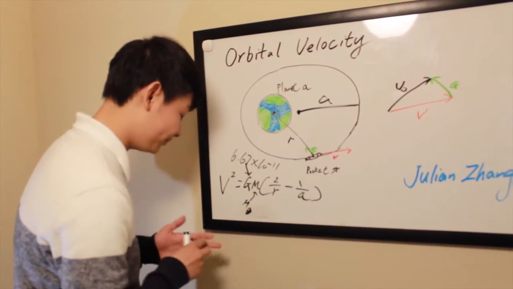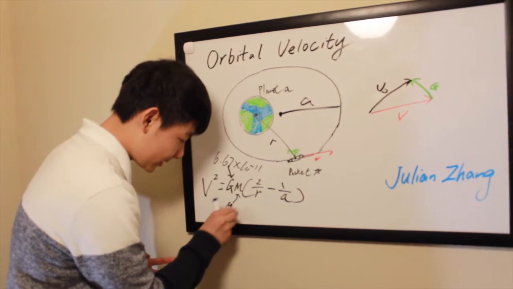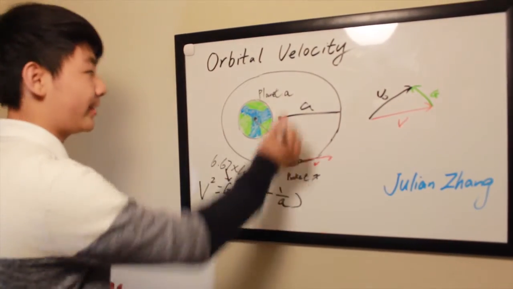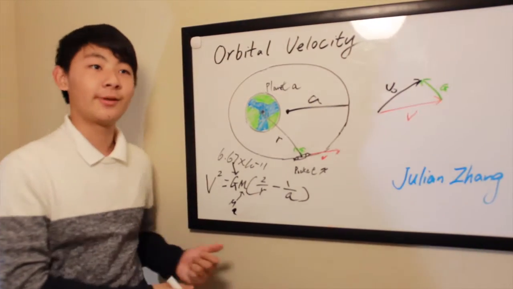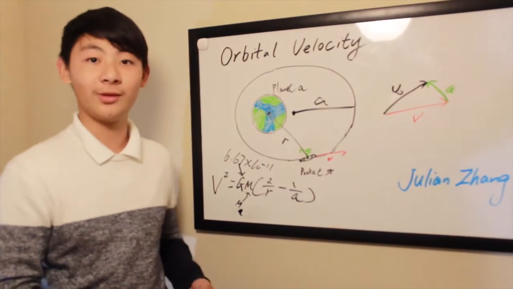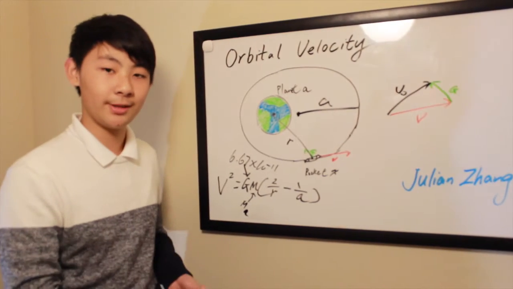Oh, wait. Here's a correction. The mass here shouldn't be the mass of Earth. This is planet 8, so it's going to be the mass of planet 8. When the mass is really big, you get a really large orbital velocity. When its mass is small, you get a smaller one.